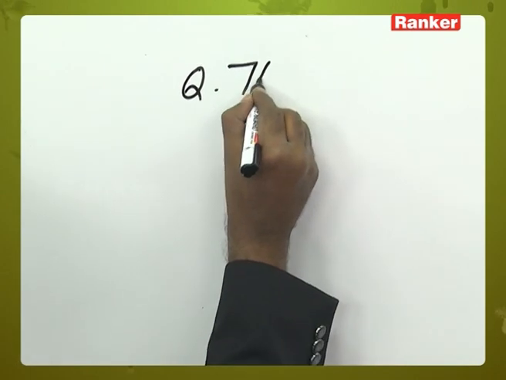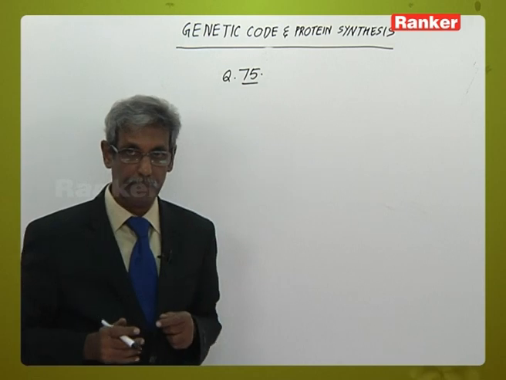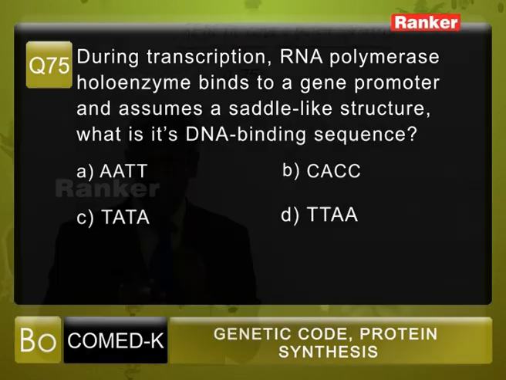Question number 75. During transcription, the RNA polymerase holoenzyme binds to a gene promoter and assumes a saddle-like structure. What is the DNA binding sequence called? The choices are: A is AATT, B is CACC, C is TATA, and choice D is TTAA.